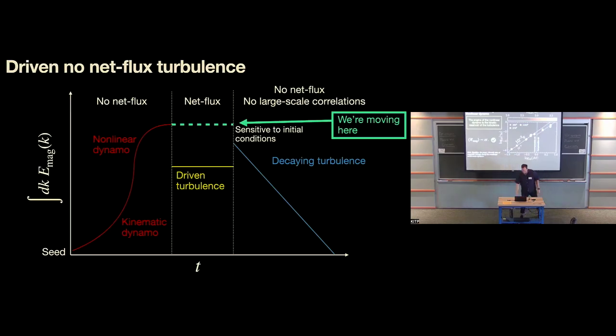So now we're moving here. We've walked our way through the kinematic and the nonlinear dynamo, at least to a certain degree. We haven't really talked about the K-space structure of the nonlinear dynamo so much. We'll actually get there a little bit. But now I want to walk into the driven turbulence state.